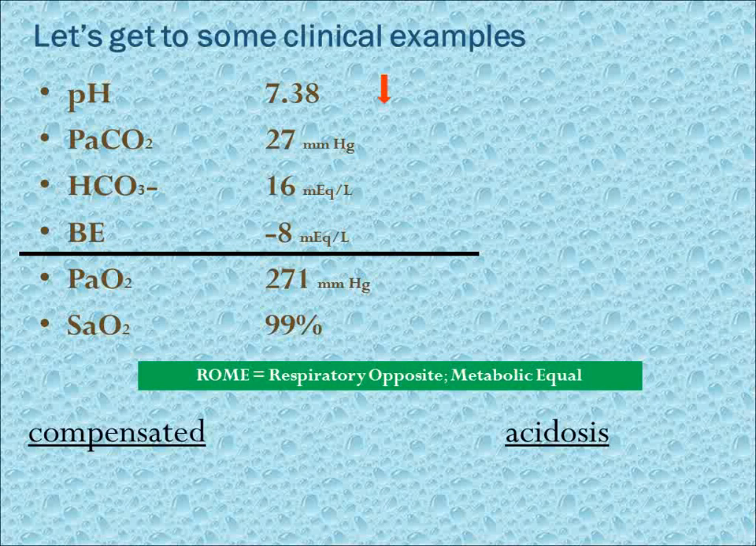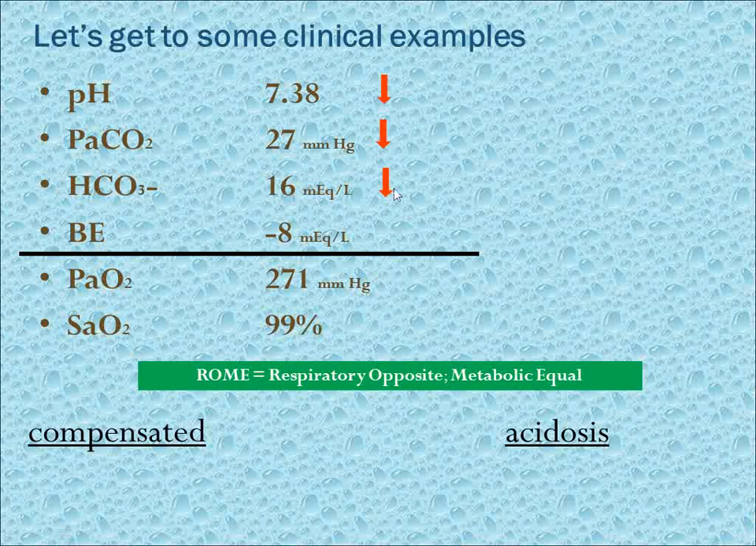Respiratory or metabolic? So we look at the PCO2 and we see that the PCO2 is down, and we see that the bicarbonate is down. Now we've got to figure out which one is the problem. So we're going to look at the arrows. The arrow for CO2, which is linked to respiratory, is low, is down, and so is the pH. We do not have respiratory opposite. This cannot be a respiratory cause of this abnormal ABG.